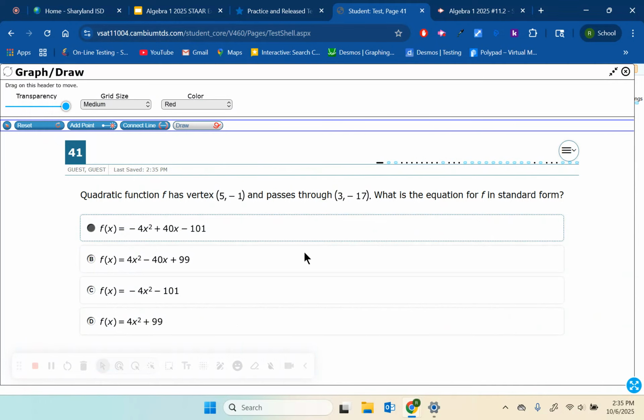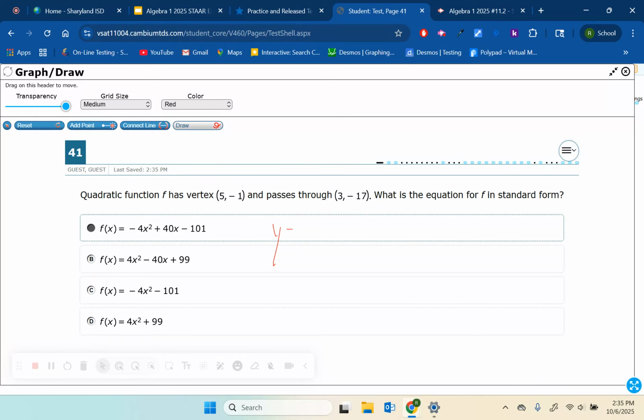So if I come out here and draw this, we're going to use this form: y equals a times (x minus h) squared plus k. All of these have a 4 and a negative 4 in front of the x squared. That's my a, so in this case my a is negative 4. I'll plug that in here: negative 4 times (x minus h), which is the 5, squared, plus k, which in this case is negative 1.